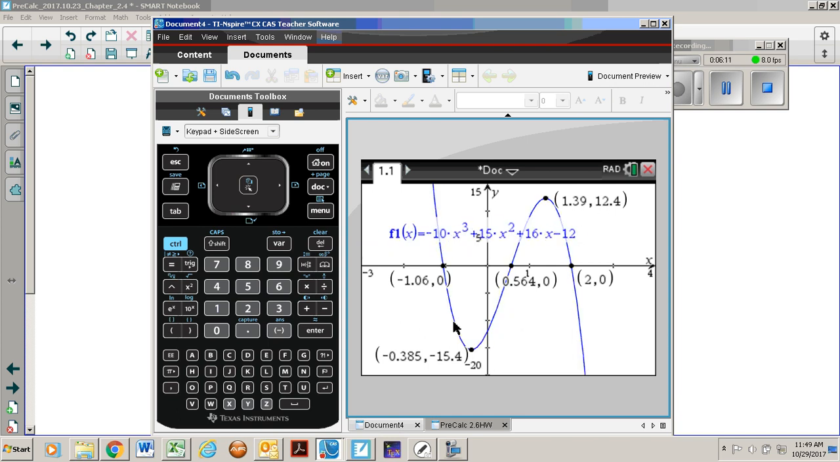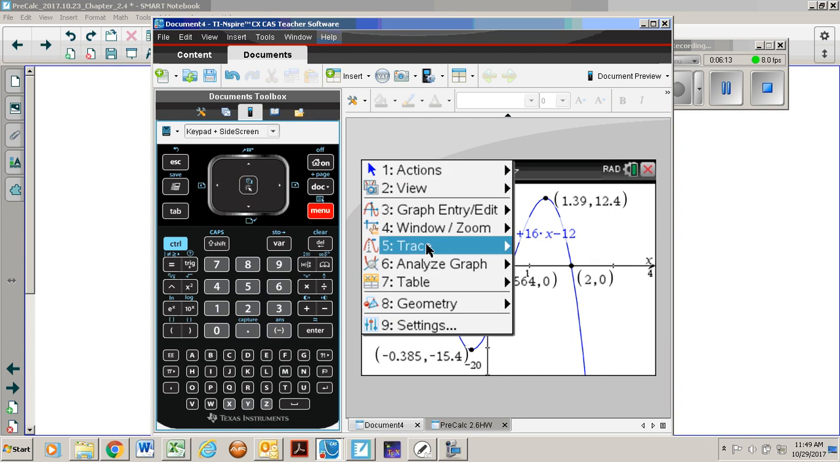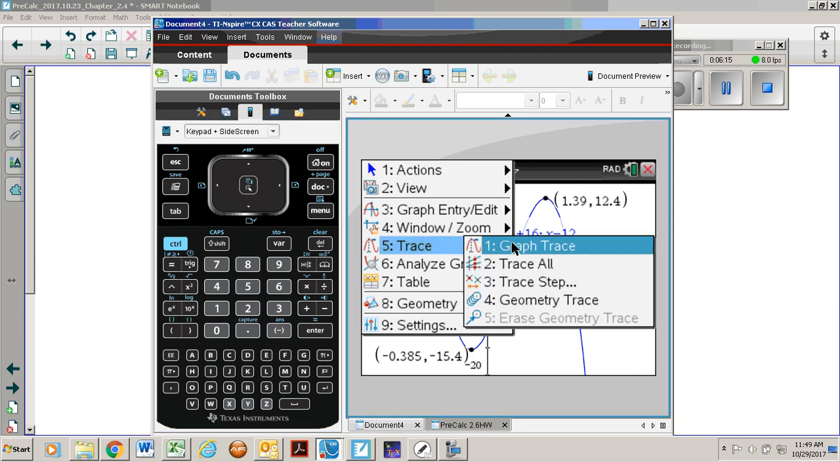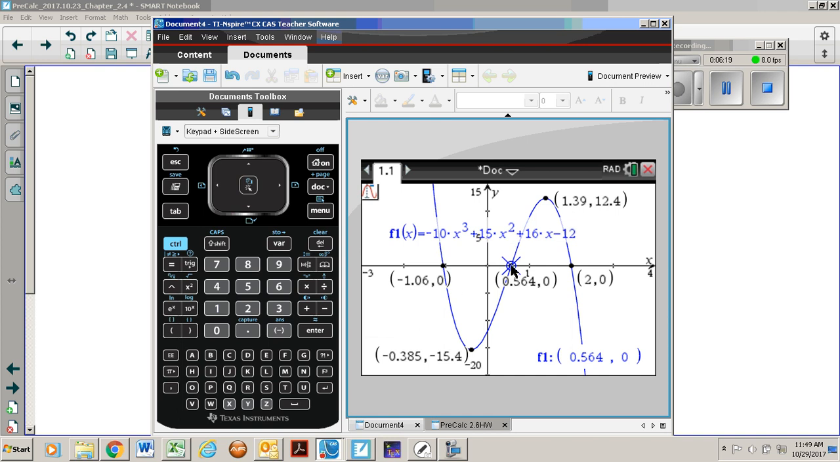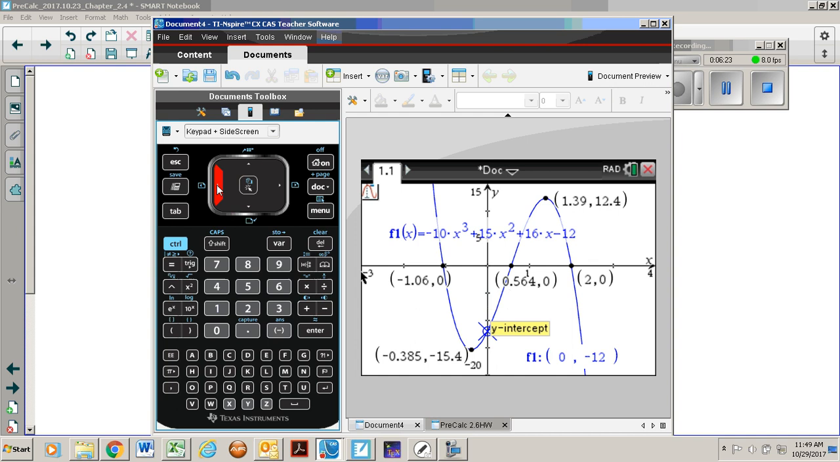If I wanted to trace points, though, there is in the menu a trace. And if you hit menu 5-1, it's starting right here at the zero, and now I can just click, and there's just a point that's on the graph. And look, it tells you there's the y-intercept at 0, negative 12. It'll stop at the minimum and show you that. It'll stop at the zero, and I can just trace away, and it'll go over all these critical points that you need.